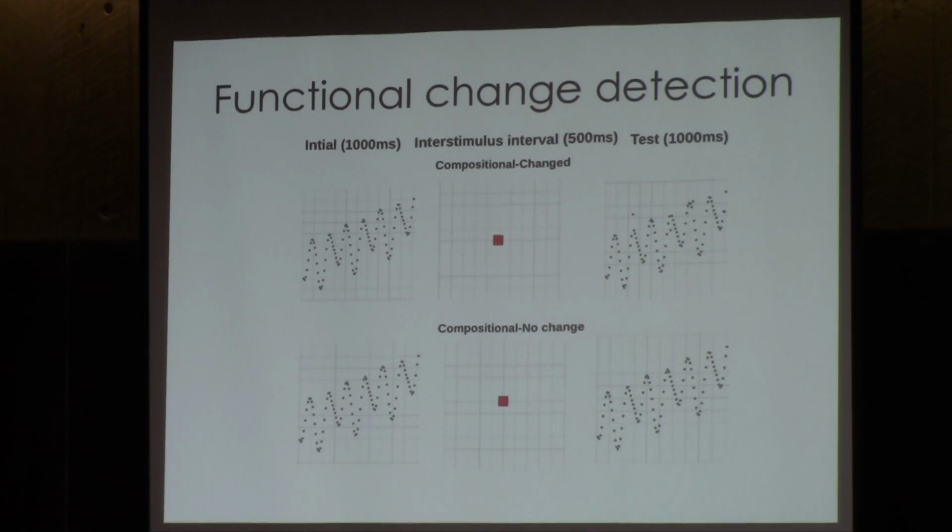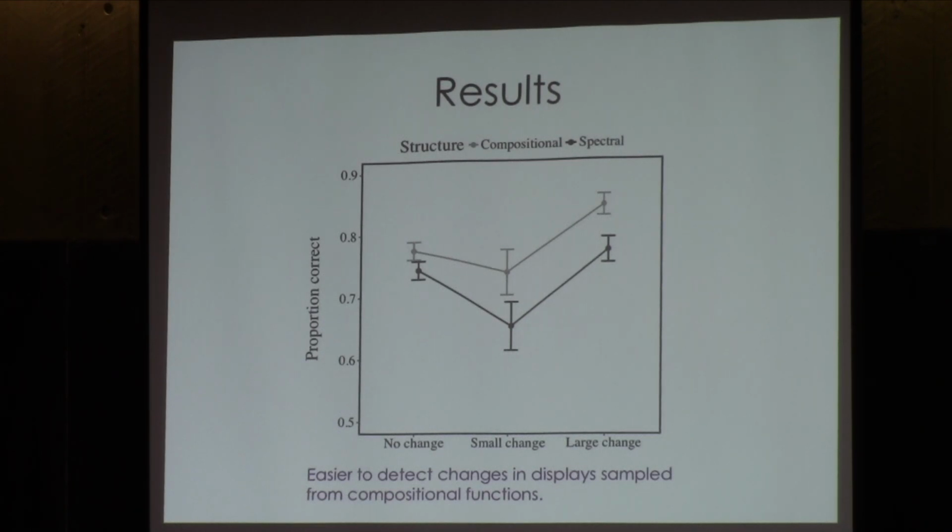So we looked at this, again, with functions where we had these dotted functions, and then we changed one of the dots, and people had to detect that, and we manipulated whether the functions were drawn from a compositional or a spectral mixture kernel. And overall, we found that it was easier to detect changes in compositional functions than in non-compositional functions. And I've broken it down here by how much change there was. But in general, that was the finding.